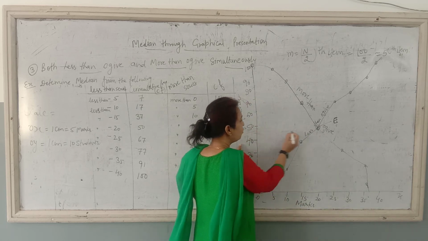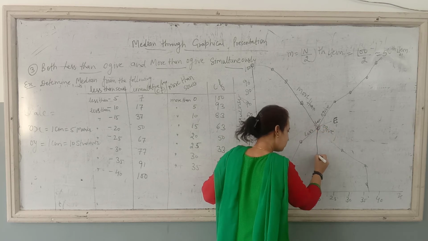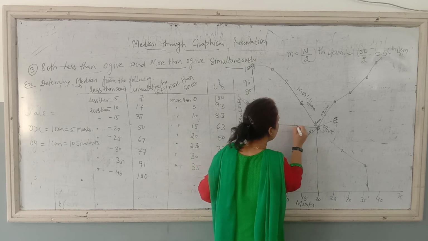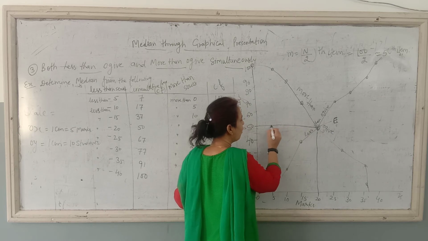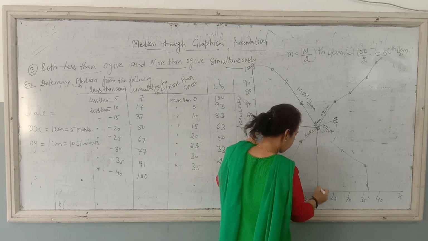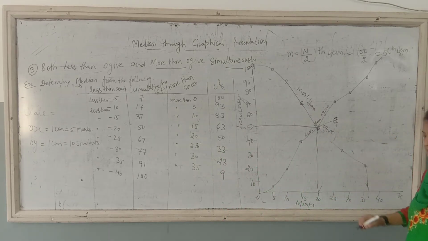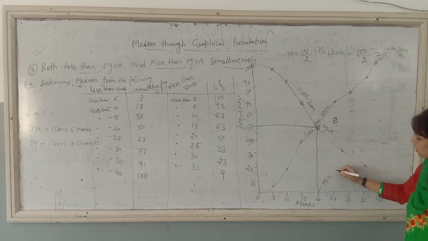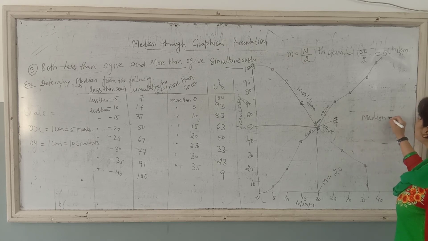Now what you have to do? You have to draw a straight line here, horizontal and vertical also. Clear? You have to draw a straight line with the help of the scale. Where it meets the OX axis, that will be your median. Suppose it cuts at 20, then 20 will be your median. So this will be your median.